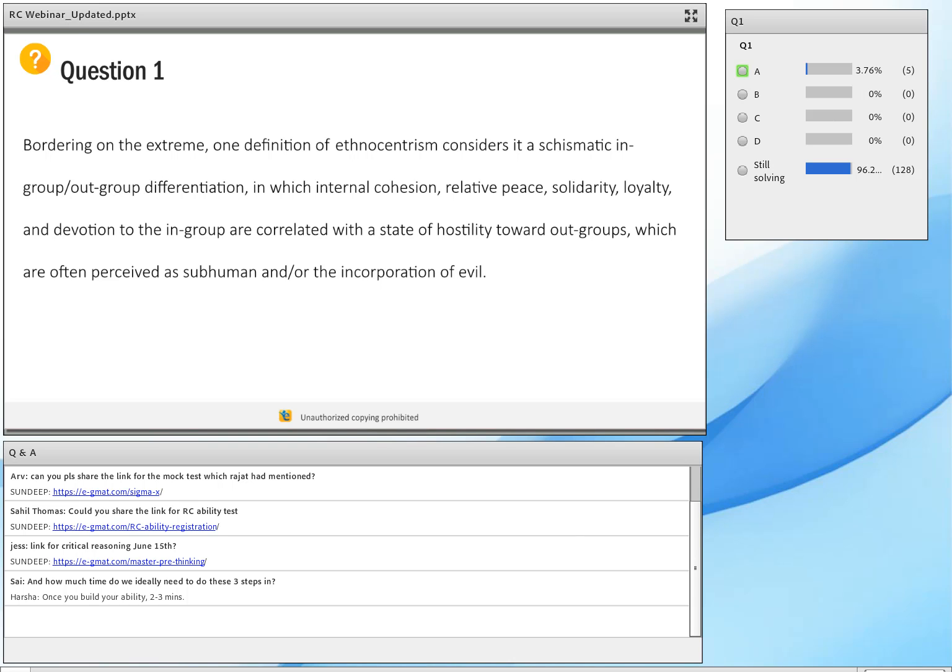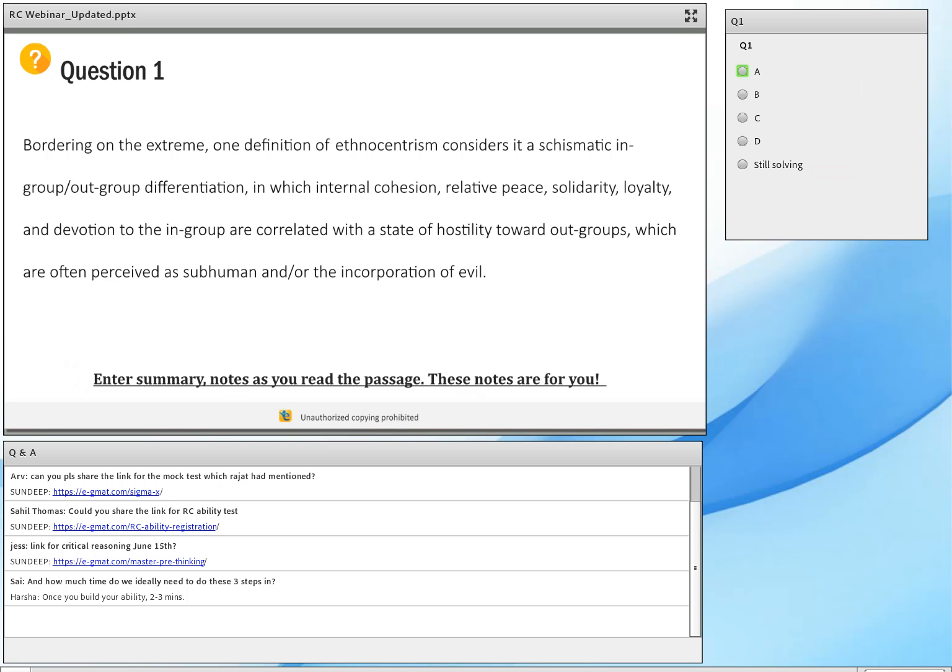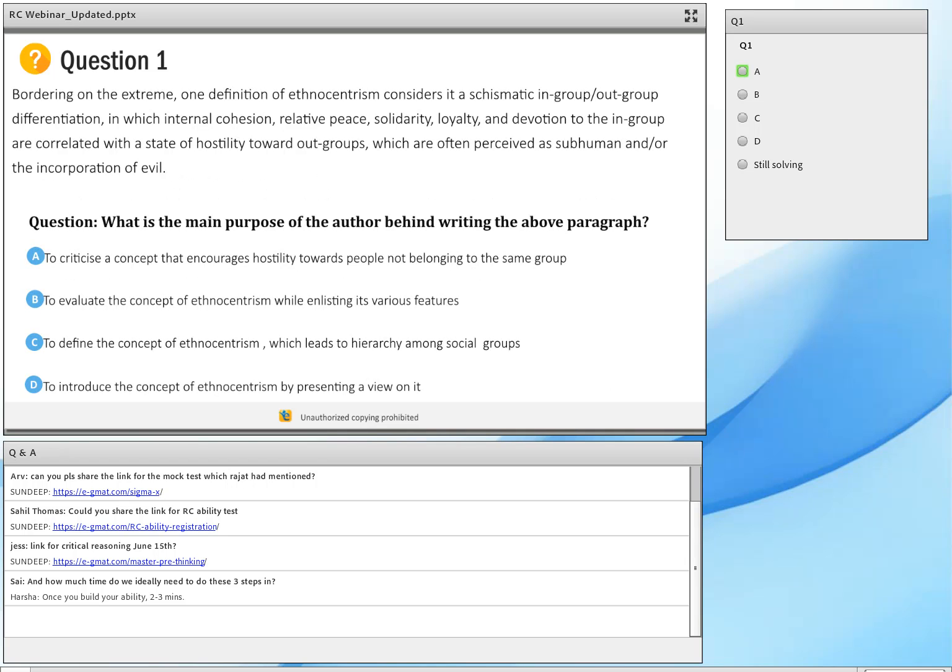I only see 90, 130, 140 or so have said still solving. Let's get to 150. Good. So here is the question.